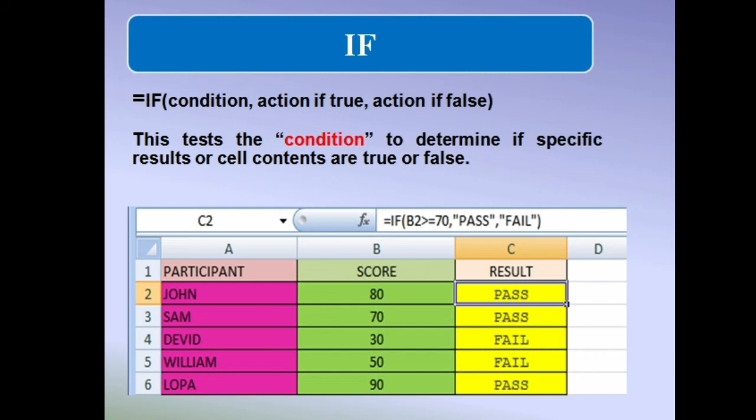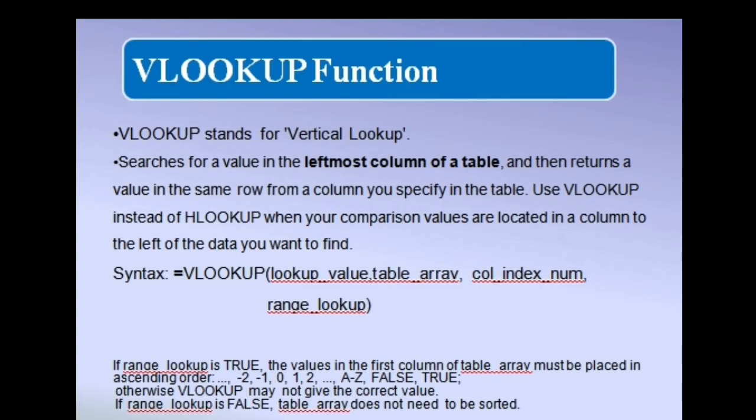You can try it. vlookup function. vlookup function stands for vertical lookup. It searches for a value in the leftmost column of a table and then it returns the value in the same row from a column you specify in the table. So use vlookup instead of hlookup when your comparison values are located in a column to the left of the data you want to find out. So this is the syntax.